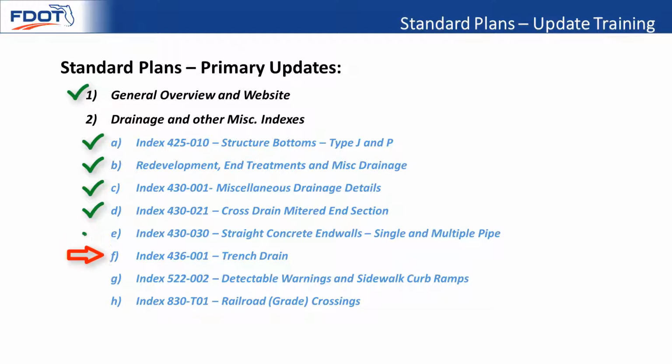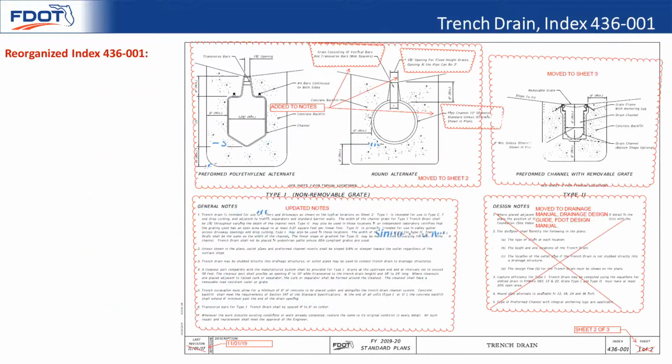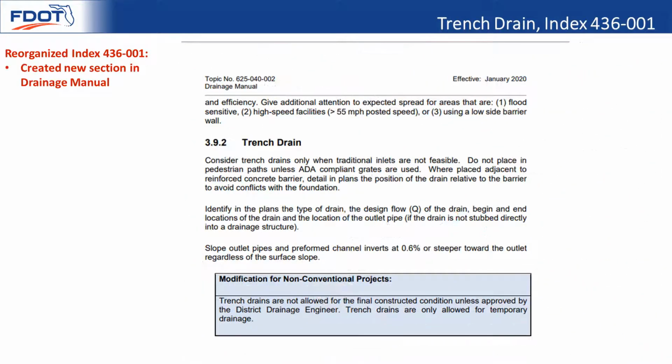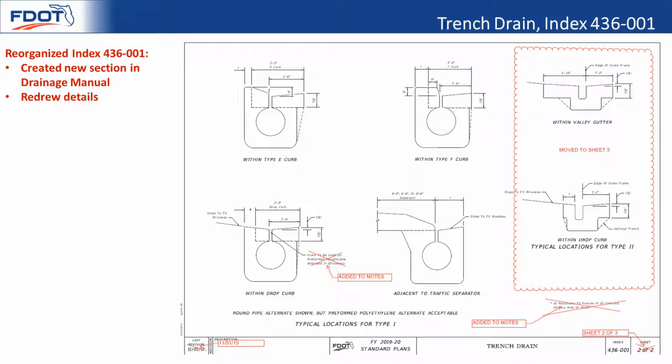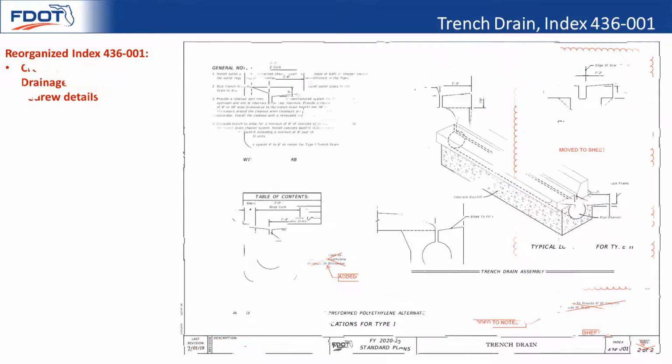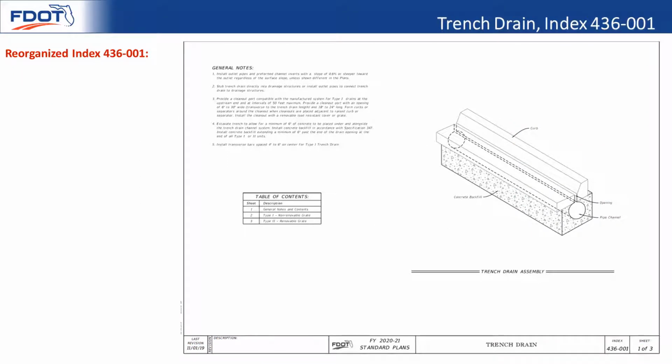Next index I want to look at is the 436-001 trench drain. This index had a lot of design notes. So we actually went through on this index and created a new section in the drainage manual. Not only did we add to it, we actually created a section because there was enough information that deserved a new section in the drainage manual. And we also went through and reorganized the details. Previously, we had the type 2 to type 1 trench drains mixed in together, and we wanted to make sure that it was a little easier to understand. So we went through, and here's the new index.